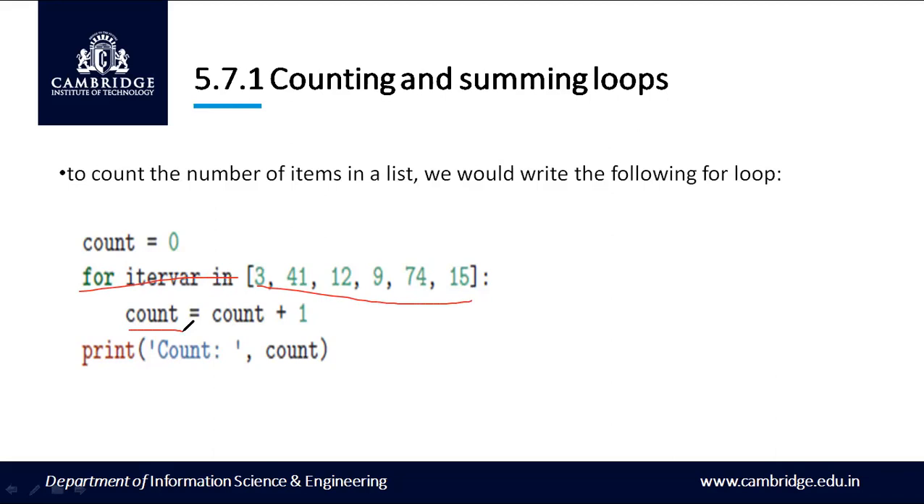I'm using the count variable, which is initialized to 0, and I'm incrementing it by 1. This iteration variable will traverse through the list for each and every item in the list, and it increments the count each time it traverses a number. Finally it prints the count of the number of items in the list. For this particular program, the output will be 6 because there are 6 items in the list.